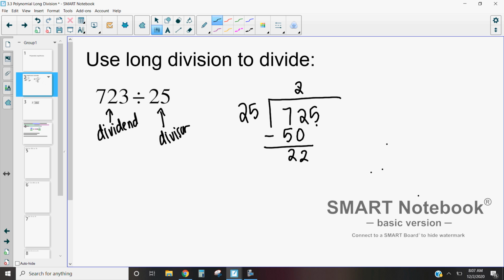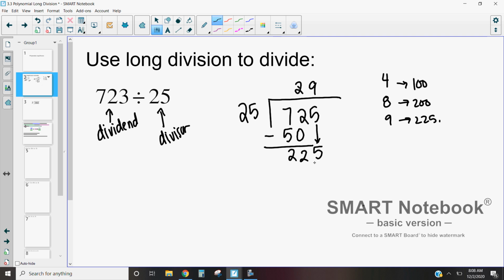And then we're going to bring down our next number, and use that to continue on. So then we have 225. Well, 225 and 25 actually go into each other pretty well. So 25 times 4 is 100, times 8 would be 200. So that means times 9 should be 225. So I'm going to put that 9 here.